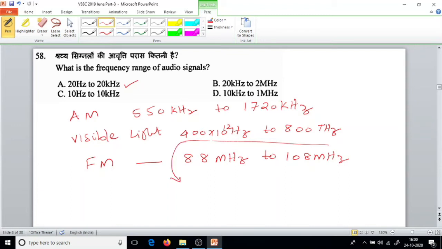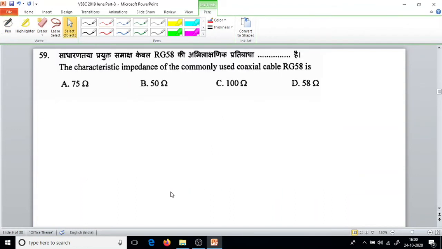The same thing we can mention in wavelength also. That is 780 nanometer to 380 nanometer. These you have to remember, as direct question possibilities are there. So we will go to the next question, 59.